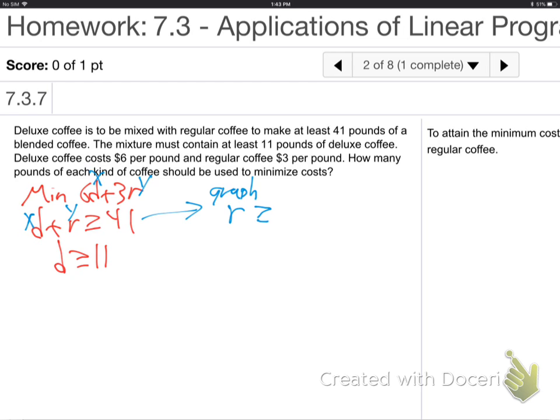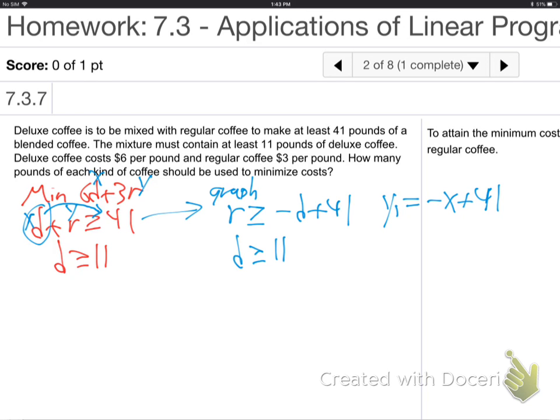So R greater than or equal to negative D plus 41. Everybody see what I did there? I just took that D and jumped it to the other side. Is that good? And the other one already is alone. So those are the two. So type that into your calculator. That means put in Y1 is negative X plus 41 on your graphing calculator.